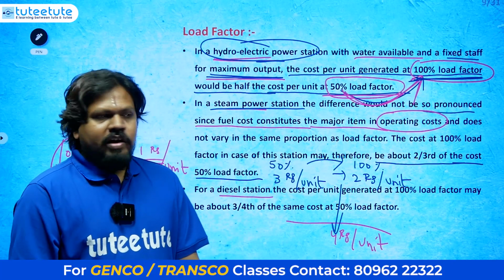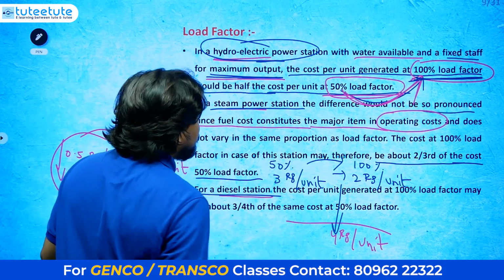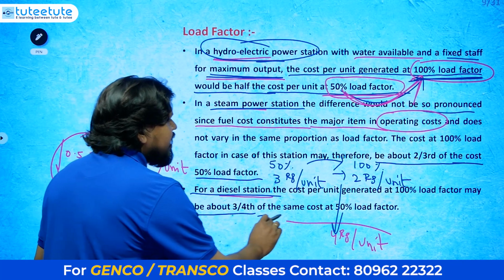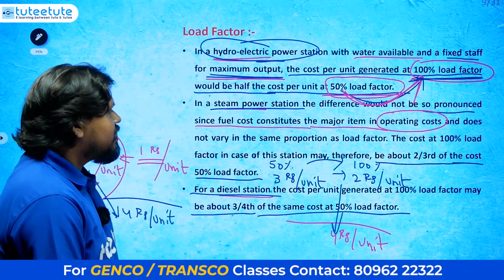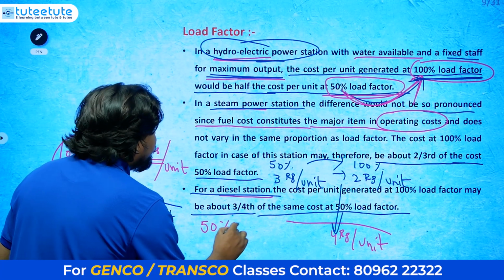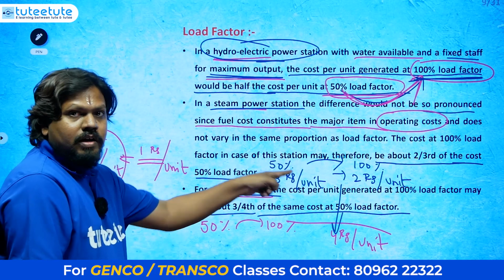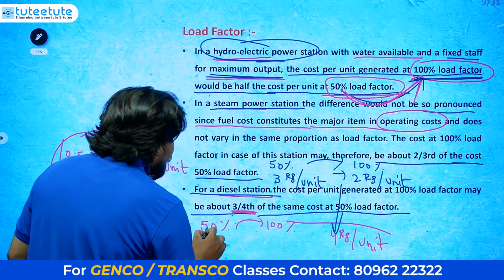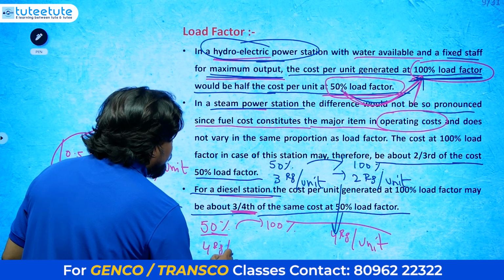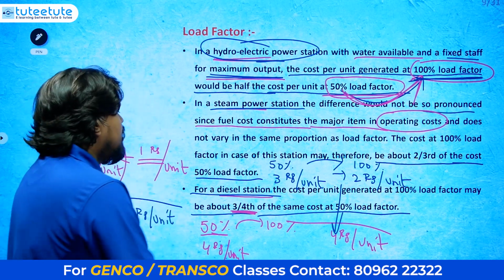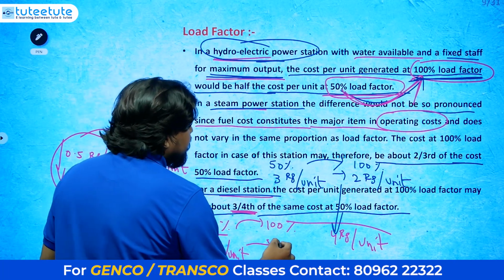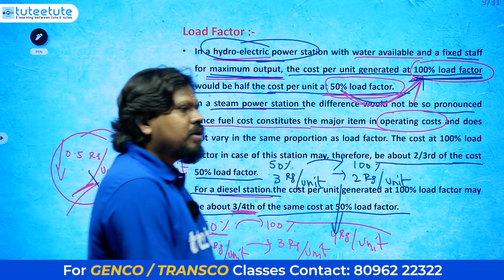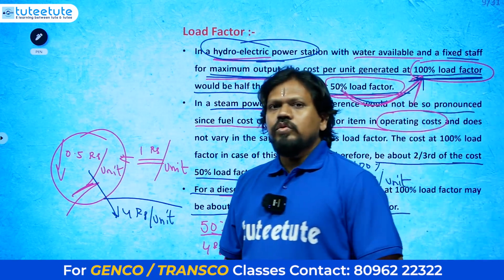Okay, the next thing is, for a diesel station, the cost per unit generated at 100% load factor may be about 3/4 of the same cost at 50% load factor. What does this mean? If you increase the load factor from 50% to 100% for the diesel power plant, we will get only this much. That means if at 50% it is 4 rupees per unit, this is the generation cost for us. Whenever you increase the load factor, the cost decreases to 3 rupees per unit. Unit means electrical unit, so 1 kilowatt-hour of energy, that is the unit, understood?